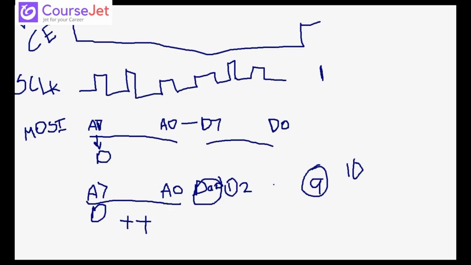At that time, first I'll provide the address of the particular location where my data is stored, along with the 8th bit as 0. When it reads this 8th bit, the A7 bit, as 0, it will understand that it is a reading operation, and then from this location to A0 it will find out the address. And from that address location, it will fetch the data D0 to D7.